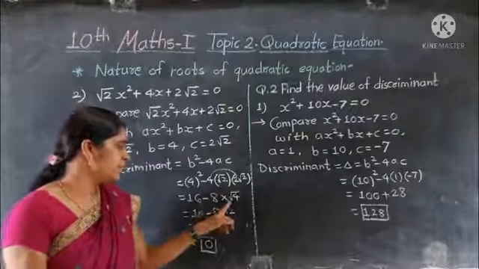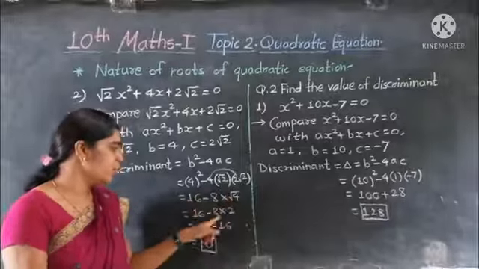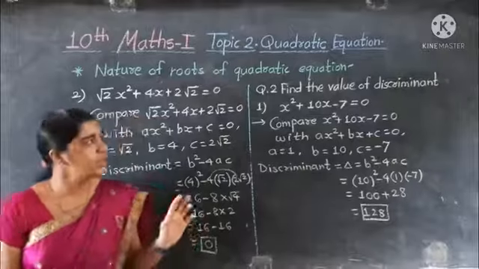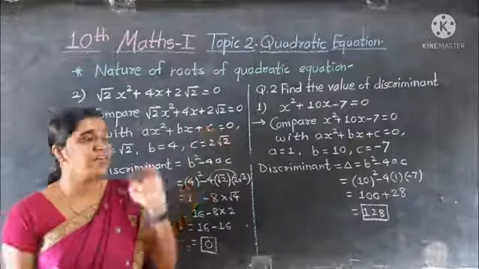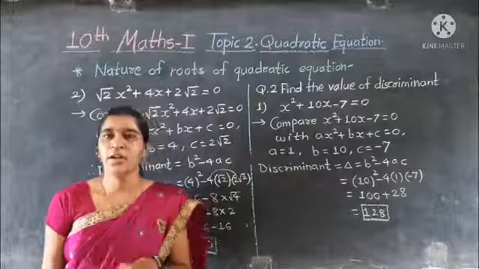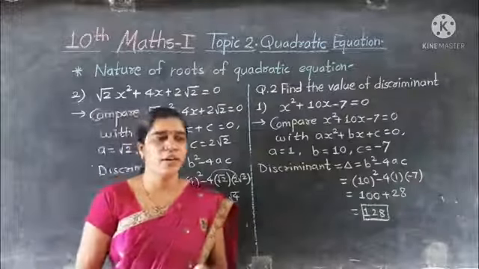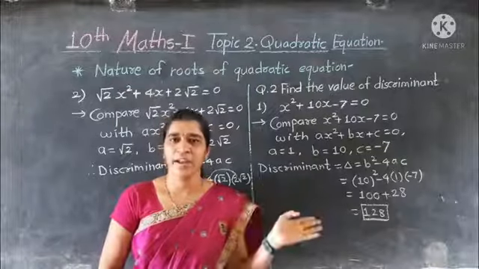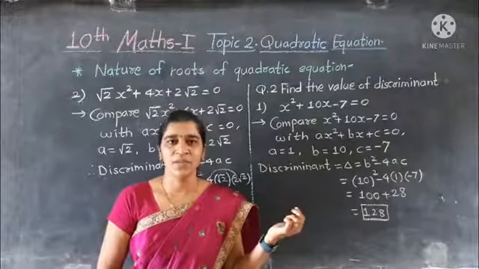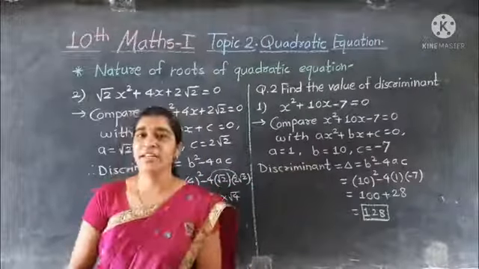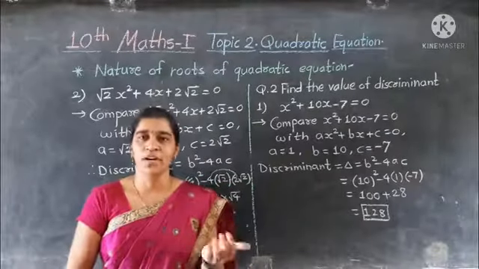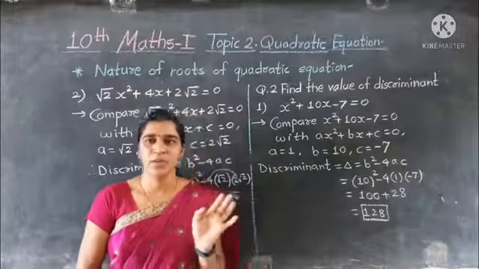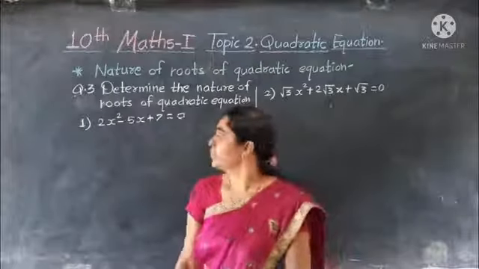Here you can take a direct step, cancel it and write it directly: 16 minus 8 into 2. This is an example based on finding the value of the discriminant. Now from the discriminant you can find the nature of the roots. There are three possible conditions I had told you. So we take examples which are based on finding the nature of the roots of a quadratic equation, which depends on the value of the discriminant. Okay.